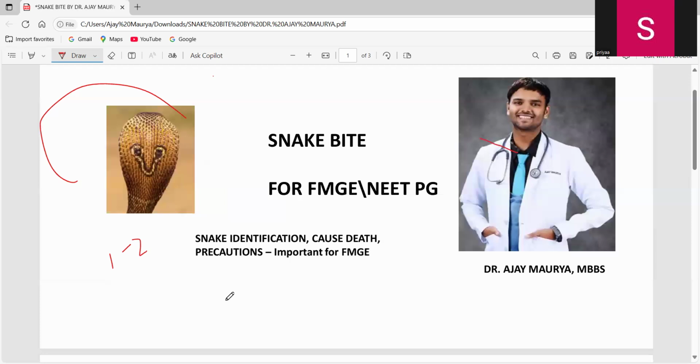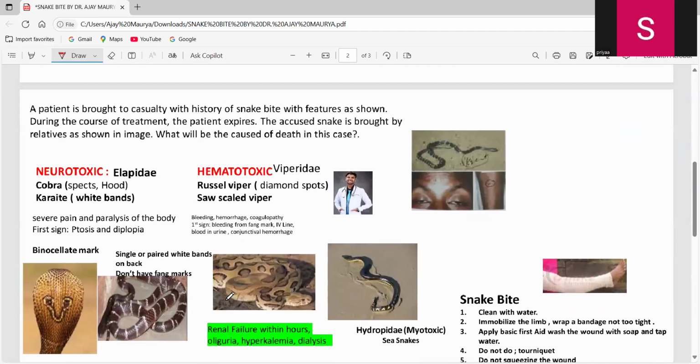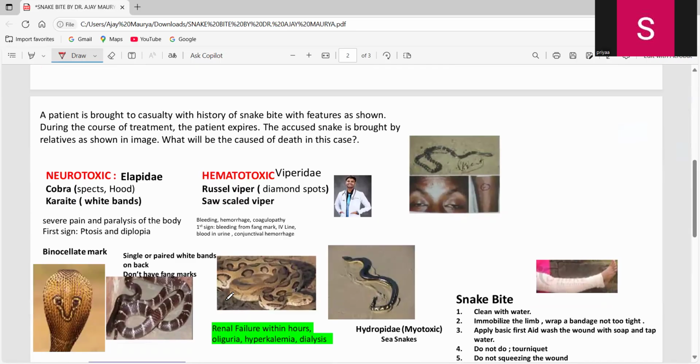So first of all, our goal is to know about the snake. In the whole world, there are around 3,500 to 3,700 varieties of snakes. But for our exam purpose, there are two cases here. Please read the question here. A patient is brought to the casualty. What is casualty? When we are abroad, we will say it's the ER, emergency department. In India, it's a casualty.